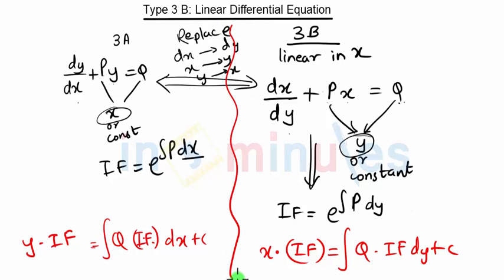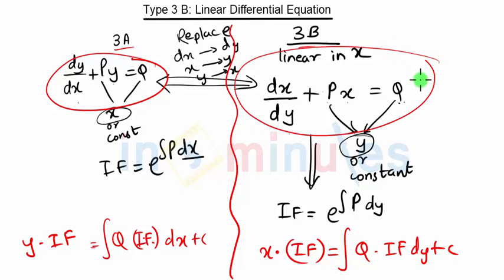So this is the comparison between the type 3 and type 3b type of problem. This is a linear equation in y, this is the linear equation in x. So the solution is x into integrating factor equal to integration of q into integrating factor into dy. Here it is dy, here it is dx. So now we are going to see the problem on this type.